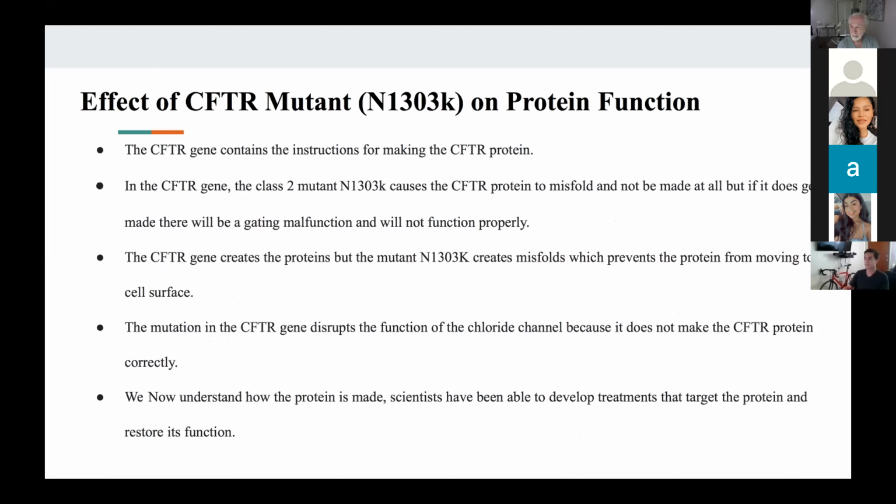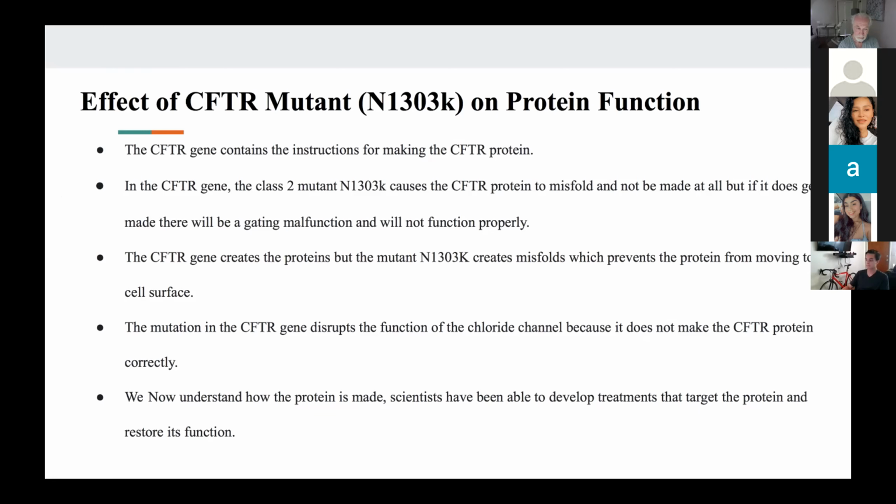The effect of the CFTR mutant N1303K on protein function. The CFTR gene contains the instructions for making the CFTR protein. In the CFTR gene, the class 2 mutant N1303K causes the CFTR protein to misfold and not be made at all. But if it does get made, there will be a gating malfunction and it will not function properly. A gating malfunction means the chloride ions can't travel through the channel as they're supposed to. The CFTR gene creates protein, but the mutant N1303K creates misfolds, which prevents the protein from moving to the cell surface.